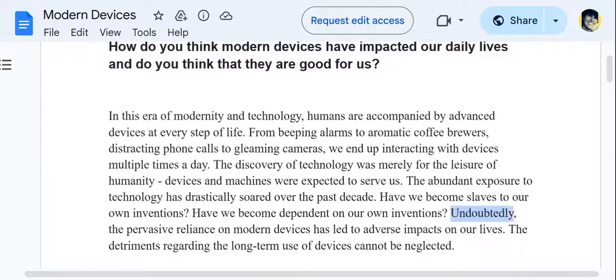Besides the transition word of undoubtedly, we have pervasive, we have adverse, we have detriments, and then we also have neglected. So obviously, all of the words I highlighted as far as neglected, detriments, pervasive, and adverse, they tend to have a negative connotation to them. And so this student is almost alluding to us that they're going to take a negative position throughout their essay.